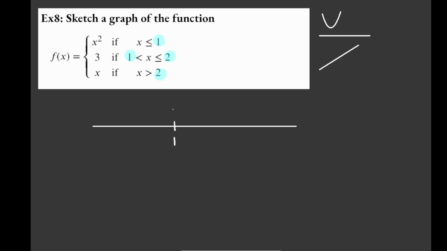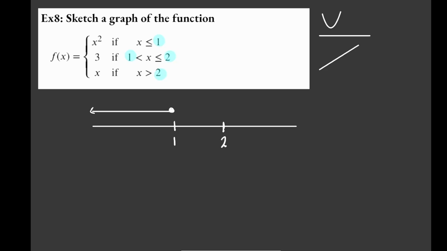So my first function is going to have a closed dot, meaning that the 1 value is included in my first function. That is for my parabola shape. My domain is identified from negative infinity up to 1. So now my second function, f of x equals 3, is from 1 to my value 2. I'm going to use a different color, blue.